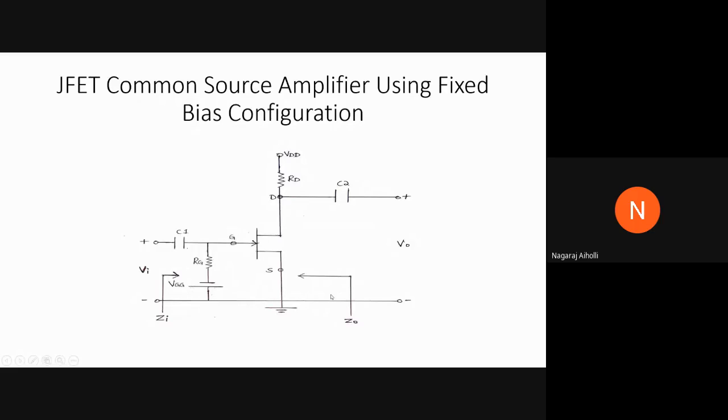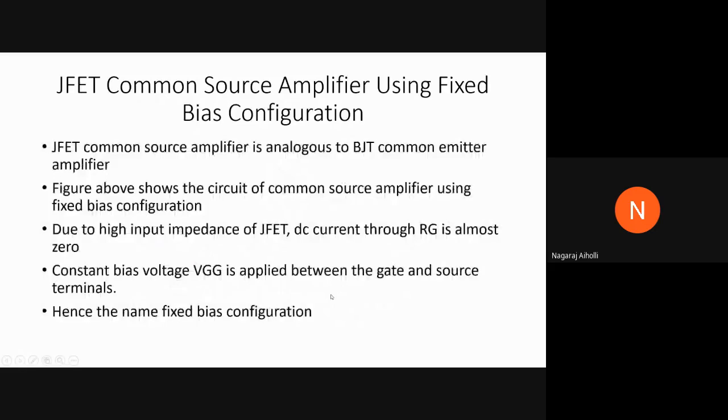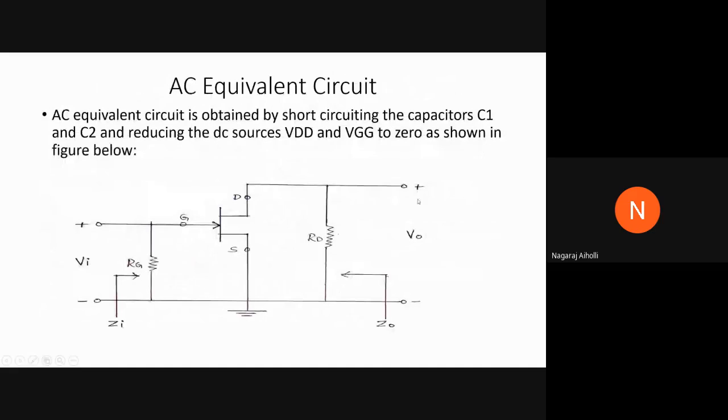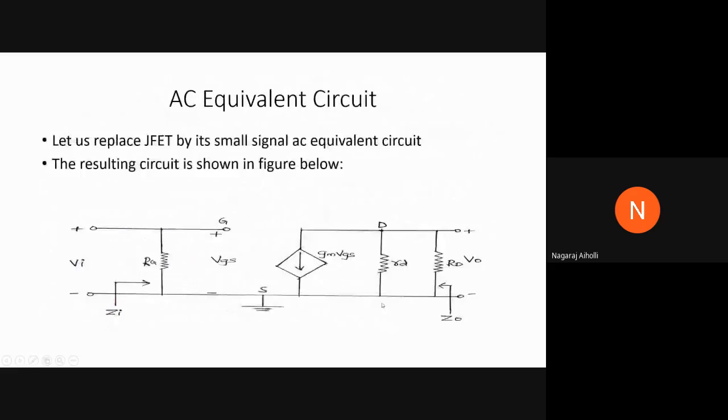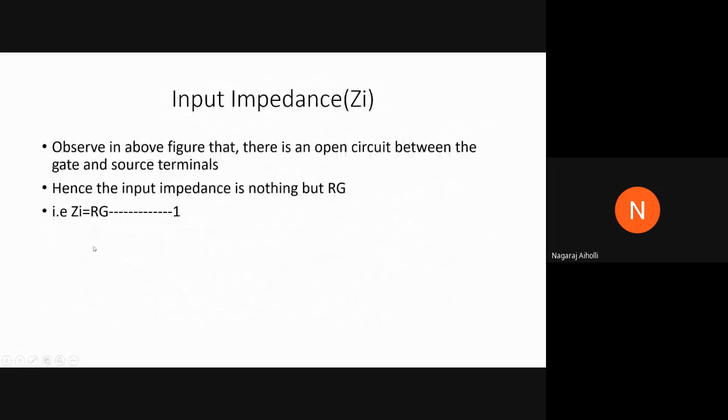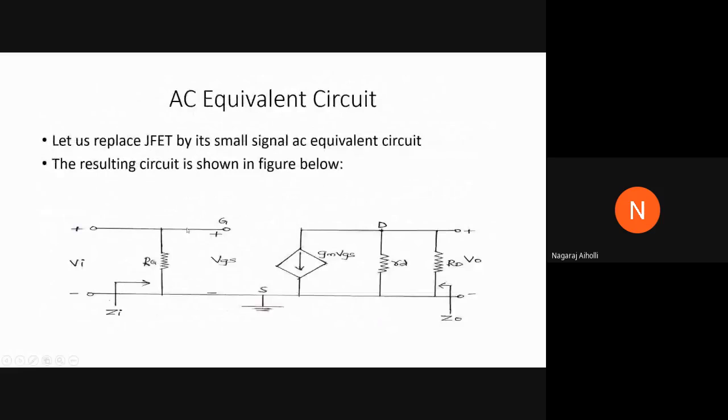Later we discussed the small signal AC equivalent circuit, how to draw the AC equivalent circuit, and how to develop the small signal AC equivalent circuit of the JFET. Then we have seen the input impedance equation for the JFET circuit. The input impedance Zi is given by the resistance RG. In the next class we will be discussing the other performance parameters of the JFET circuit.